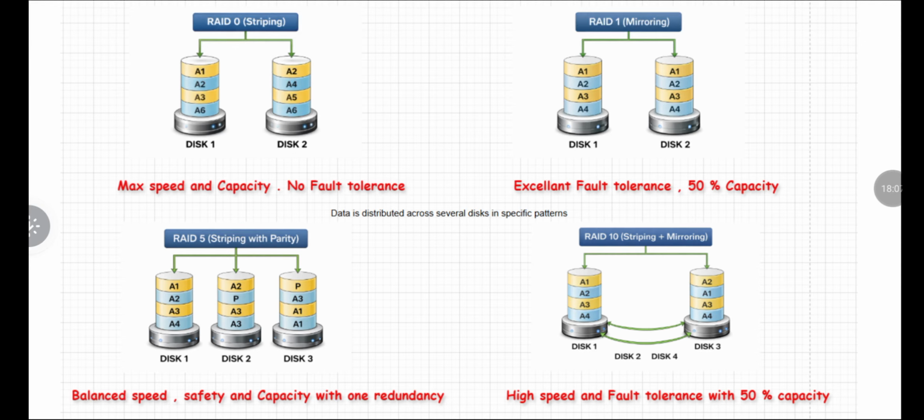If they don't need redundancy, you can suggest RAID 0. If they need mirroring, you can go with RAID 1. And if they want balanced speed, safety, and capacity with one redundancy, go for RAID 5. RAID 0 is high speed, so it depends on cost and solutions.